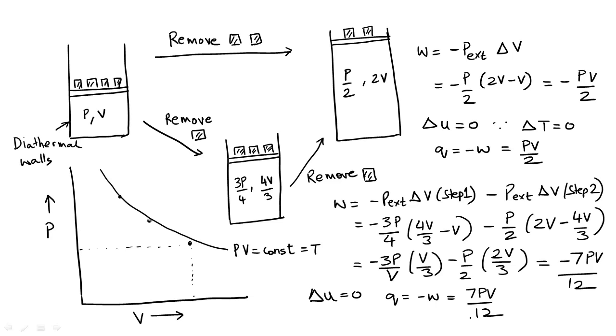There are a few things to notice here. One, the work done and the heat absorbed are different in these two processes. These depend on the path that the system takes to go from the initial equilibrium state to the final equilibrium state. Although in both processes, the change in internal energy is the same. It is zero for both processes.